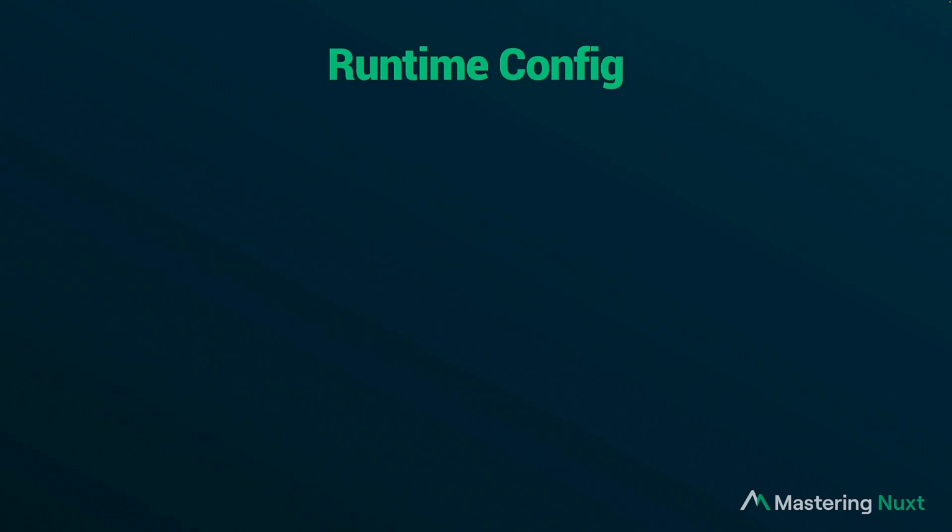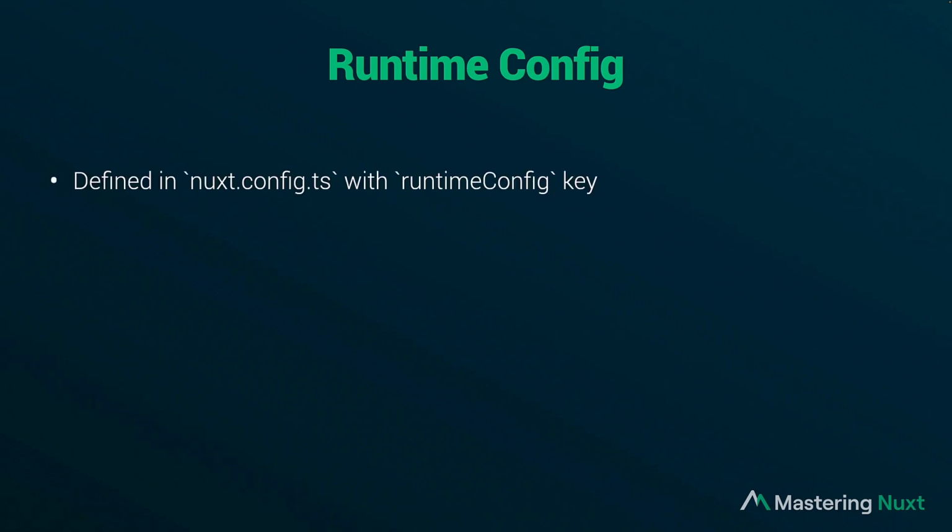Runtime config is generally things that are specified at runtime. So after your application has already been built and you are running it, there are different things that might change. Try and keep that in mind: runtime is for run time. And we'll see what this means more in just a second. We define it in our nuxt config file with the runtime config key. It doesn't require its own special file.